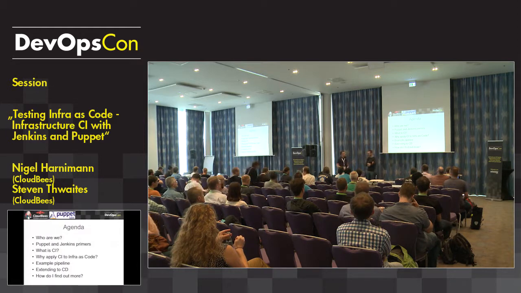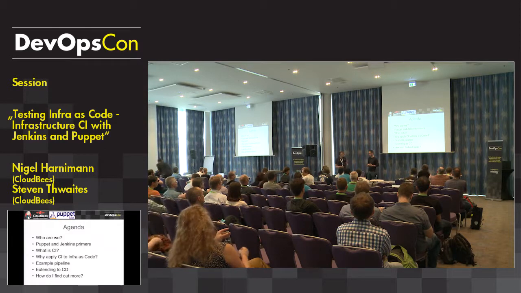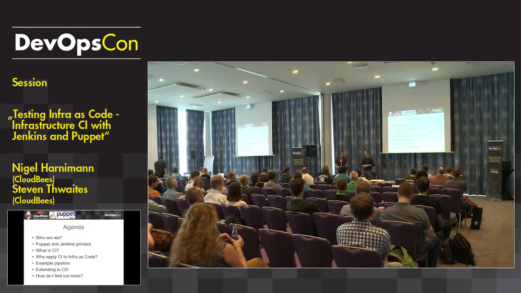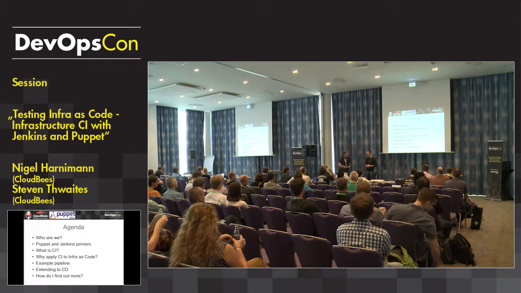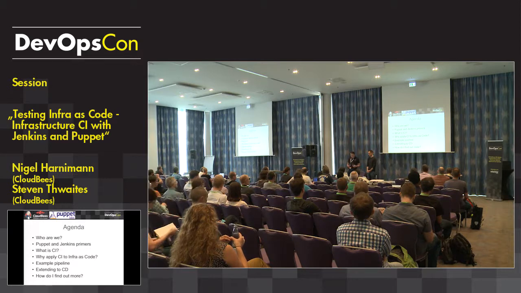So the agenda for this session is we'll do a quick intro as to who we are. We'll introduce the concepts of Puppet and Jenkins to you for those that are not familiar. We'll recap on what continuous integration is, and then we'll look at why you should apply that to your infrastructure as code. We'll show you an example pipeline for doing that, and then we'll have a look at some ideas on how you can extend from continuous integration to continuous deployment or continuous delivery. And then at the end, we've got some links and things on how you can find out some more.